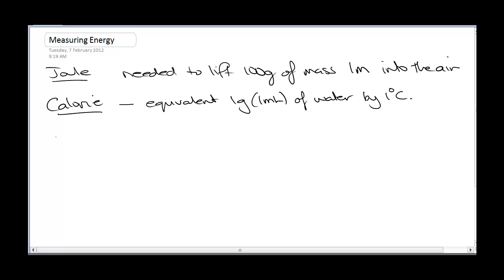Sometimes in science though, 1 joule is found out to be actually a small unit. So instead of using the unit joule, we will use the unit of a kilojoule. Where in science, kilo is a prefix that means 1,000. So 1 kilojoule equals 1,000 joules.